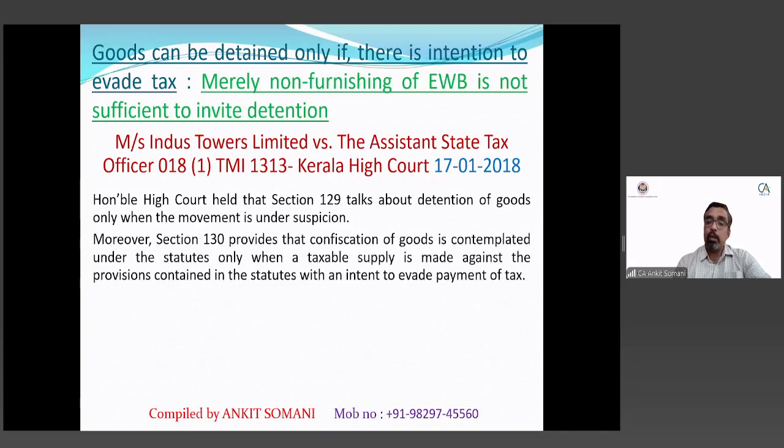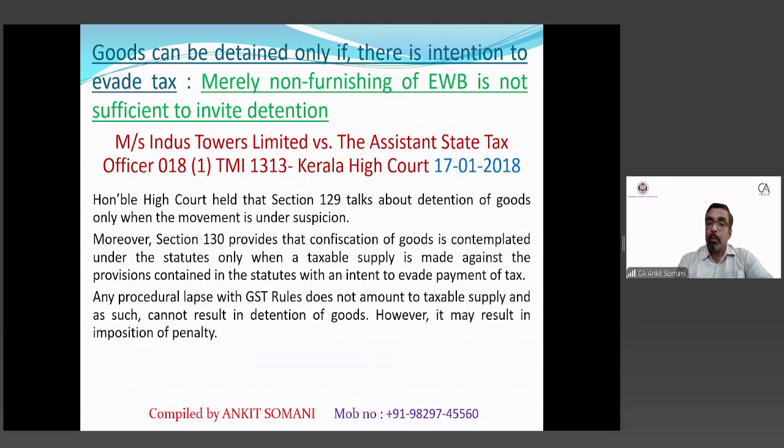Moreover, Section 130 provides that confiscation of goods is contemplated under the statutes only when a taxable supply is made against the provisions contained in the statutes with an intent to evade payment of tax. This is again a very important one. Basically, if we are of the view that only taxable goods are being transported, only then can a penalty be levied? No, sir, it is not the case.